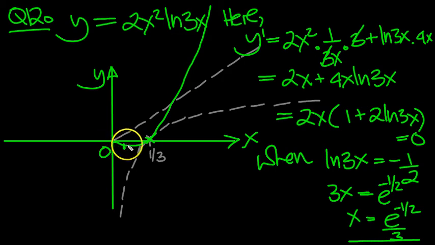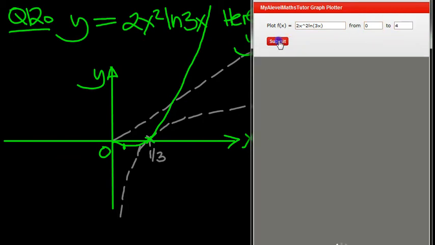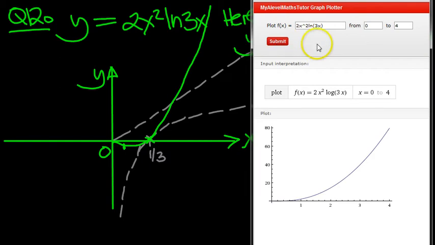So it comes from there, it turns, and then starts to go back up, and then we think it increases. So let's verify that then on our plotter. So I'll type in 2x squared times ln bracket 3x, and we'll do it from 0, say, to 4. Let's just try that. We might need to change that in a moment. Yeah, it's hard to see, so let's do it up to 1.